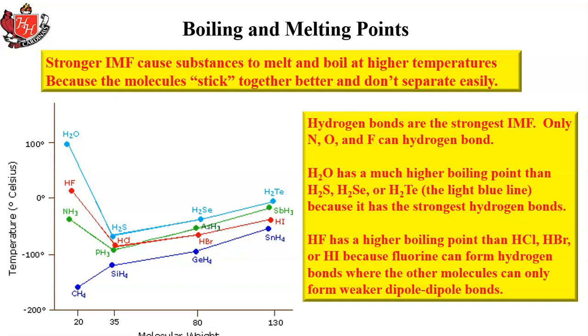Why is that? And it's really the same reason. HF has a higher boiling point than HCl, HBr, HI, because fluorine can form hydrogen bonds where the other molecules can only form weaker dipole-dipole bonds. So again, the hydrogen bonds being stronger, and hydrogen can only form that with fluorine, not with any of the others, and therefore it has a higher boiling point.